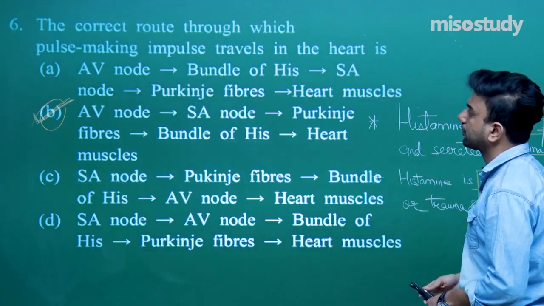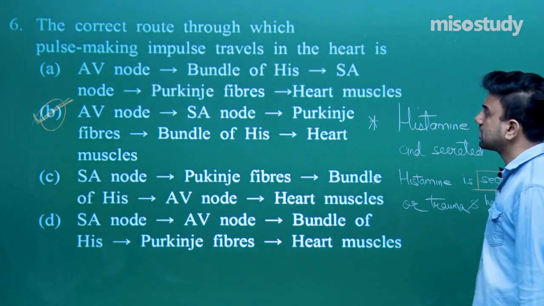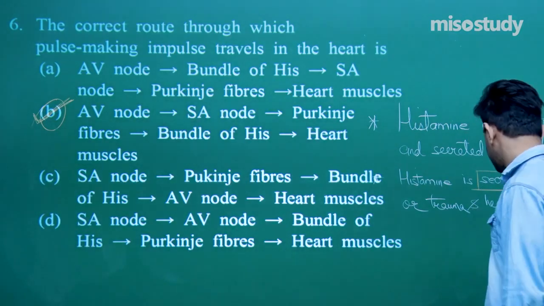What is the next question? The correct route through which pulse making impulse travels in the heart is?